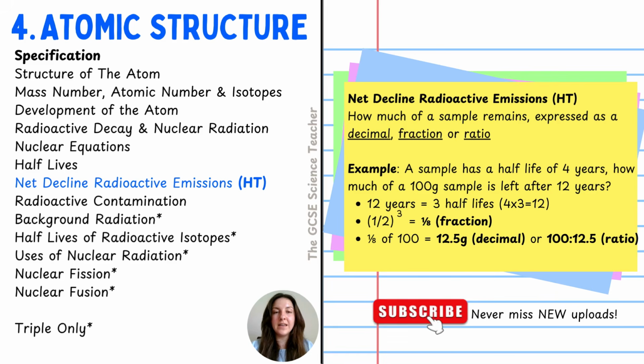So you first need to calculate 12 years as a half-life. So 12 years is 3 half-lives because you've done 4 times 3, which is 12. You then want to use this number of 3 half-lives to work it out as a fraction. So a half cubed is 1/8 as a fraction. Or you could express this as a decimal. So 1/8 of 100 grams is 12.5 grams, or as a ratio, it's 100 to 12.5.